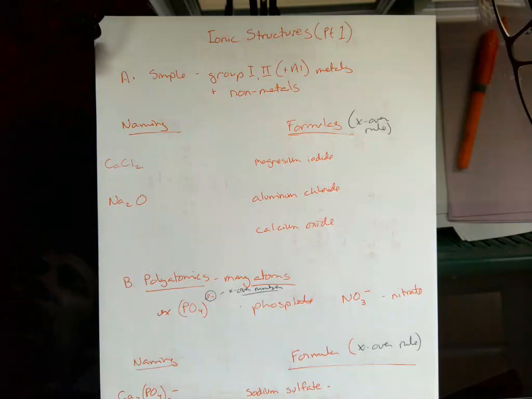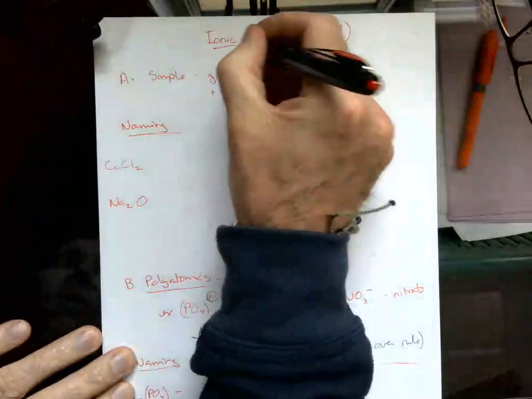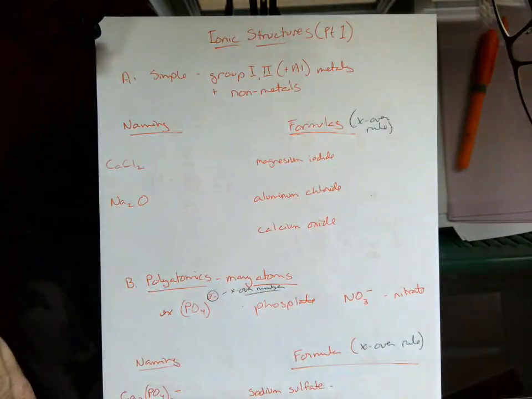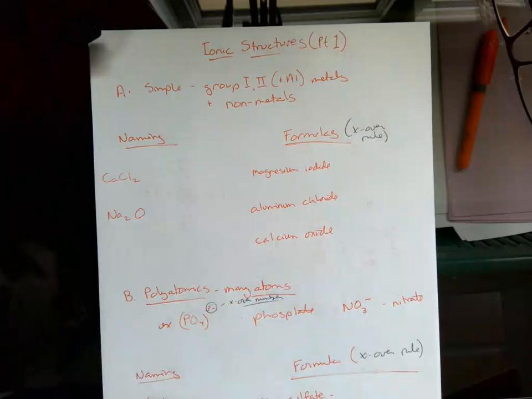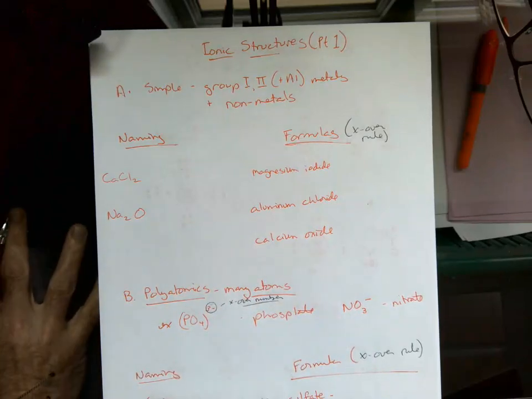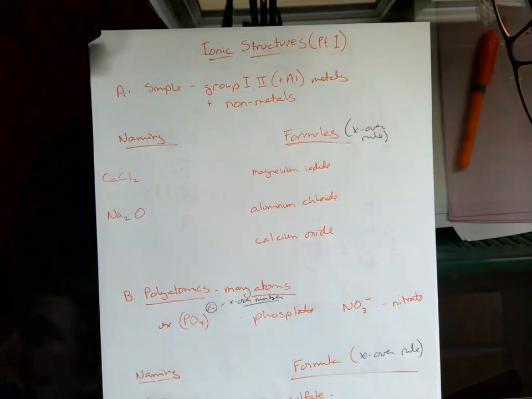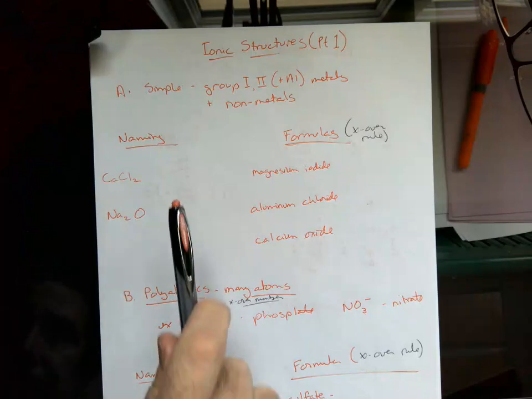This is called Ionic Structures, and there's 3 parts to the naming, so you got to keep your head in the game. You got to watch these videos a couple of times and you've got to make out rule sheets. This is going to be all open book when you get tested on this.